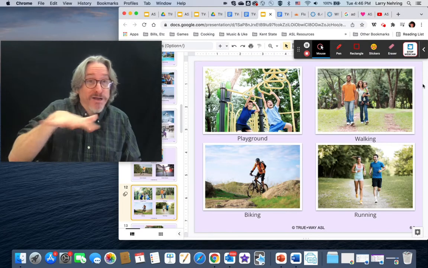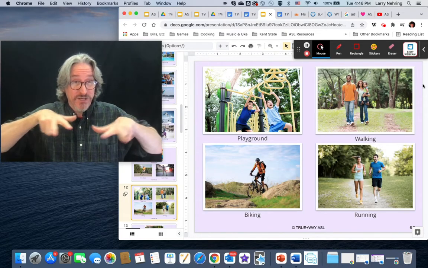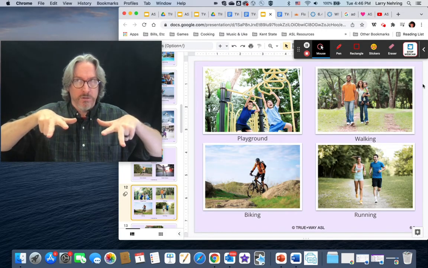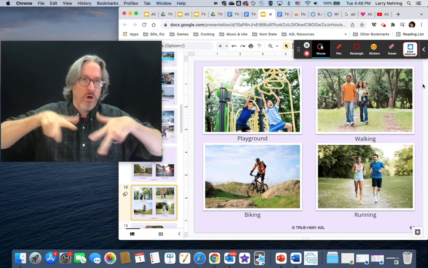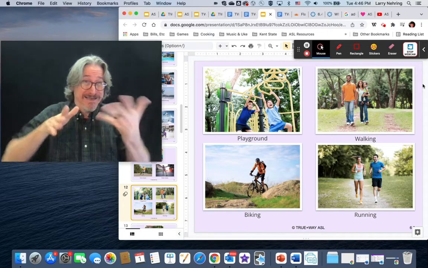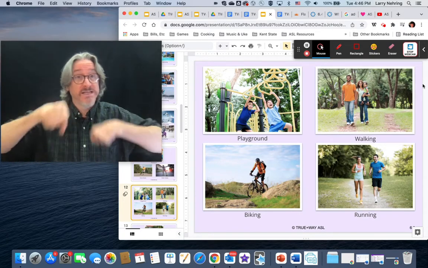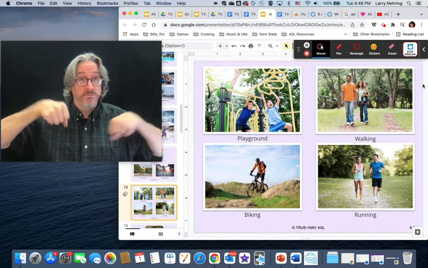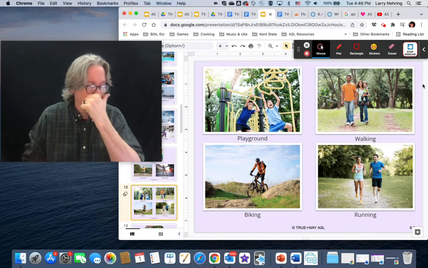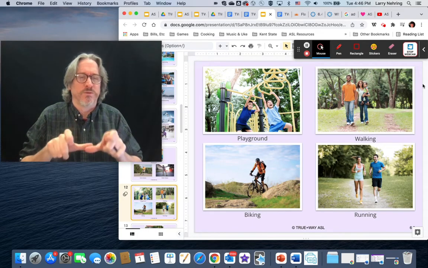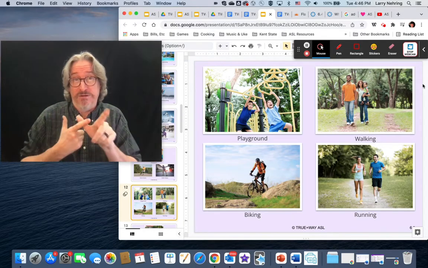Playground or play area. Walking. And I think I mentioned with the previous chapter, or it might have been 6.1, that you can use the 3 hand shapes for walking. I will recommend using this. It's clearer. Biking. And this means bicycle as opposed to motorcycle. Running. And sometimes you'll see running. One textbook, the Signing Naturally textbook that we used to use, does this for running. I've never seen that anywhere, running.